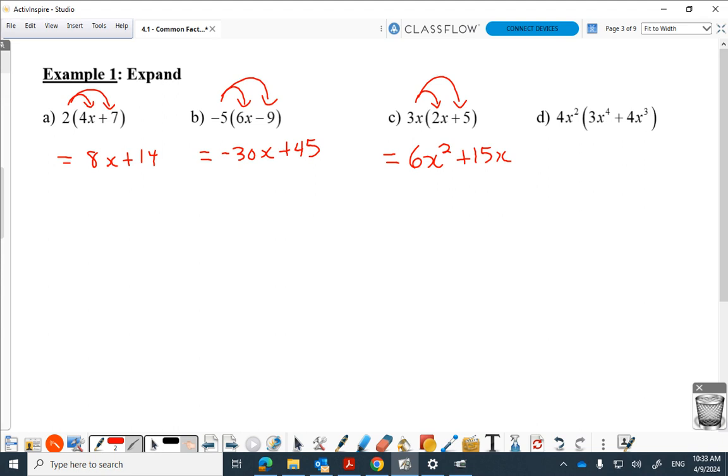Okay, the toughest one I could come up with on a Tuesday. 4x squared times 3x to the fourth. Pretty easy, he says. What is it? 12x^6. They are pretty easy once you get used to them. That the numbers, the coefficients just get multiplied like they always did, and the exponents get added. And then this one, so then this one's 16x^5.